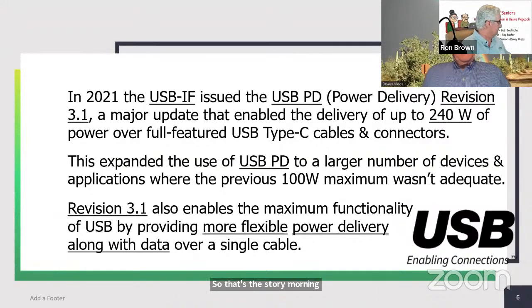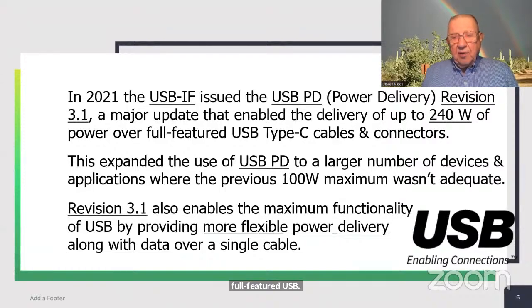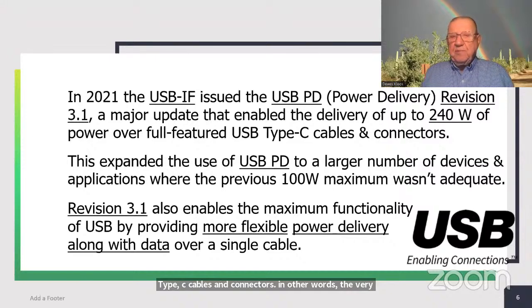In 2021, the USB-IF issued USB Power Delivery Revision 3.1, a major update that enabled the delivery of up to 240 watts of power over full-featured USB Type-C cables and connectors. In other words, the very heaviest duty. This expanded the use of USB power delivery to a larger number of devices and applications where the previous 100 watt maximum just simply wasn't adequate.